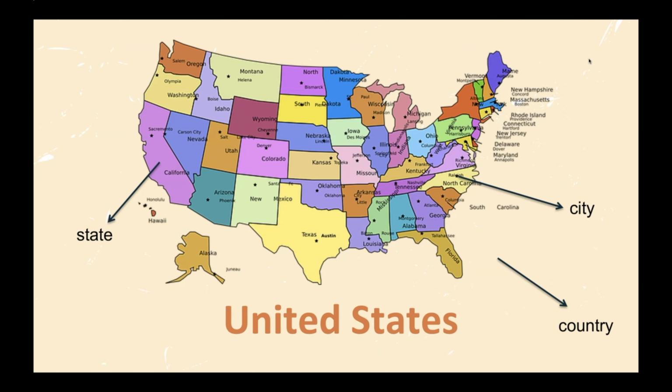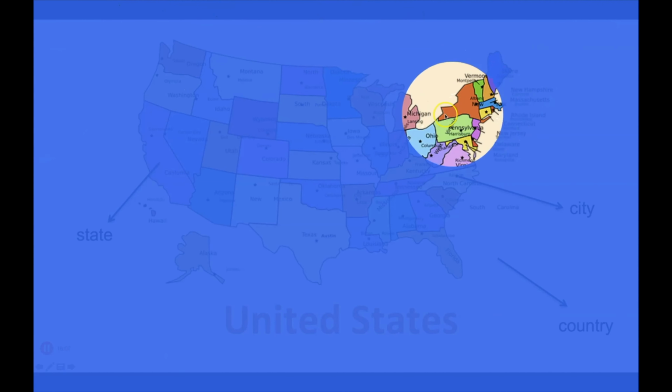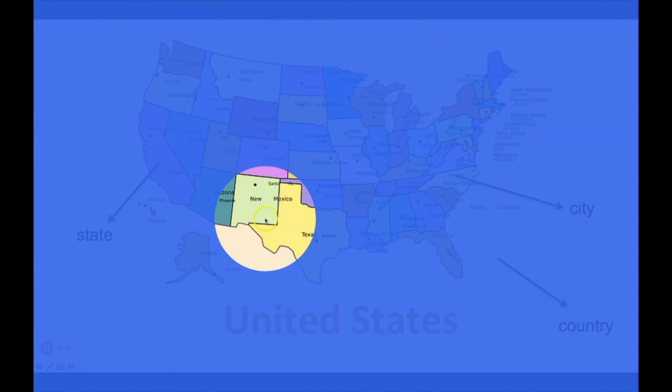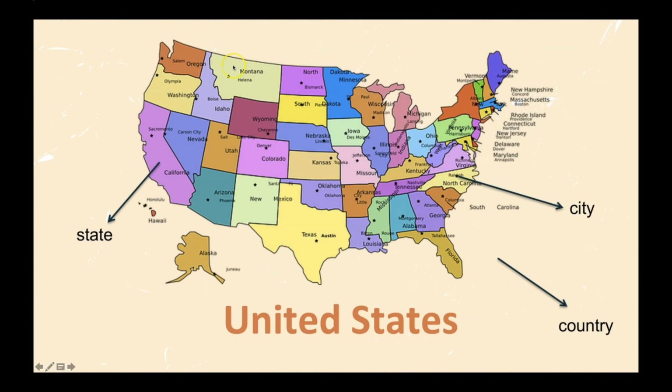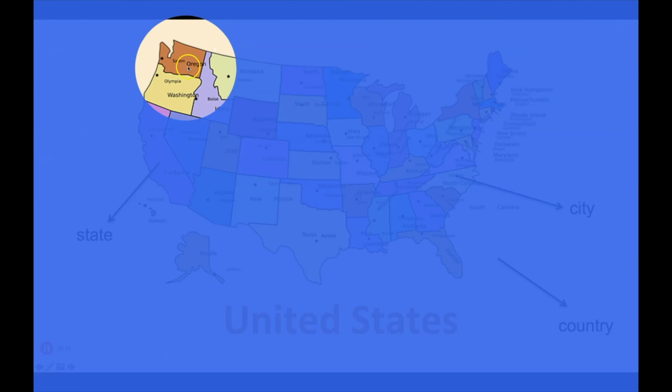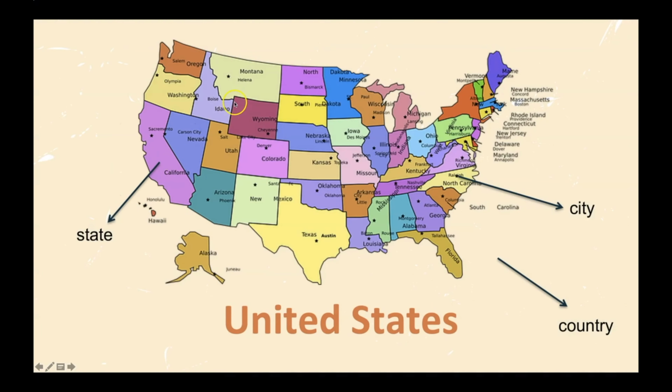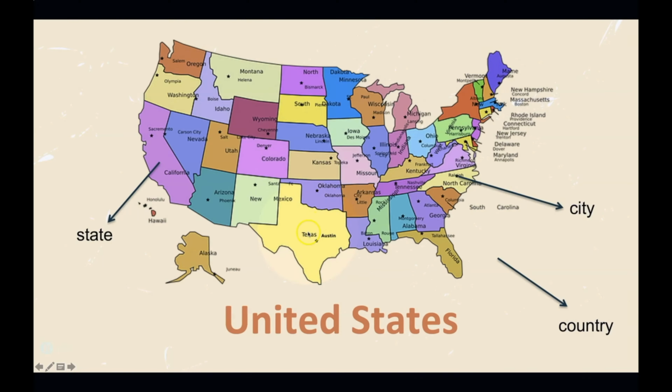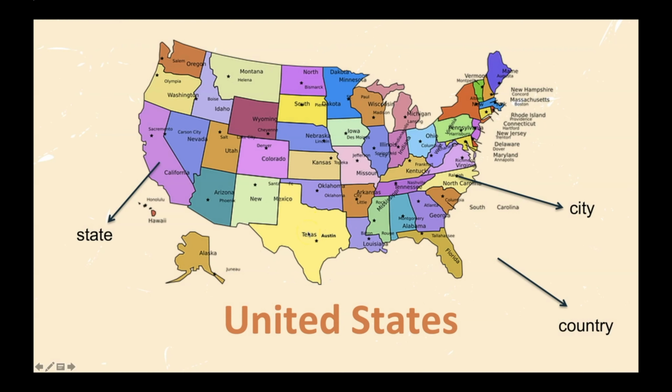All right. So this is what we call a map. We learned the word map several lessons ago. So this is a map of the United States. And each one of these is a state. State, state, state. Each one of these is a state. And the United States has 50 states.